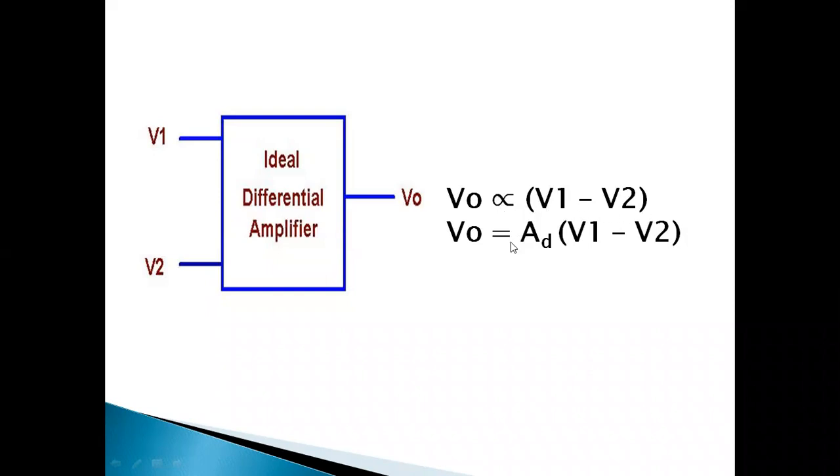We can also write it as V0 equals AD into V1 minus V2, where AD is the differential voltage gain of the differential amplifier when we are applying two different signals. This is the proportionality constant. V1 minus V2 is the difference of these two input signals. From this equation, we can say that the differential amplifier output is an amplified version of the difference of those two input signals, that is, V1 and V2.